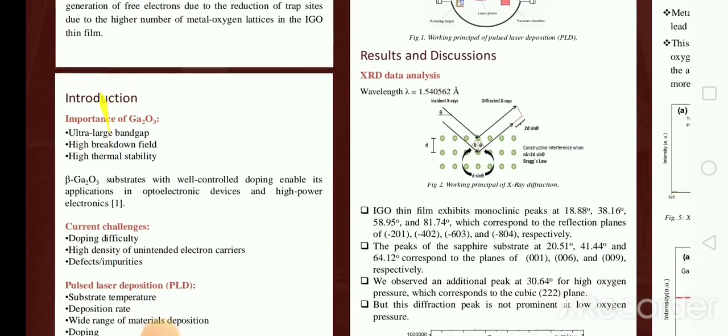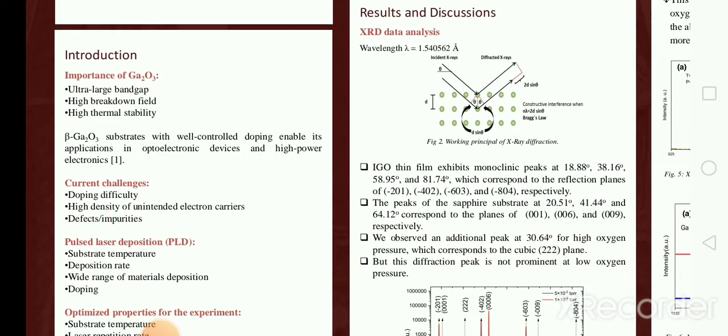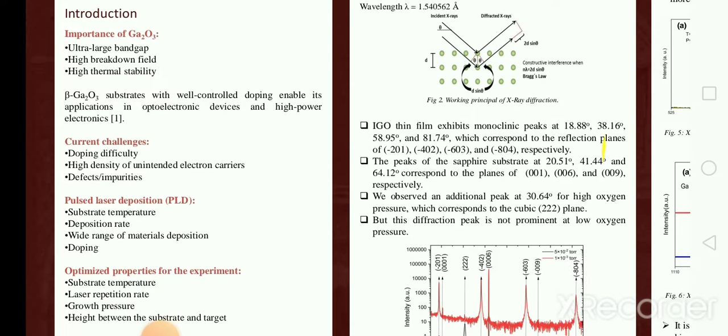Now, I'd like to discuss the introduction of our poster. Gallium oxide is really important for its ultra-large bandgap, high breakdown field, and high thermal stability. The current challenges in this field are difficulties in doping, high density of unintended electron carriers, defects or impurities. We use pulsed laser deposition to grow our sample.